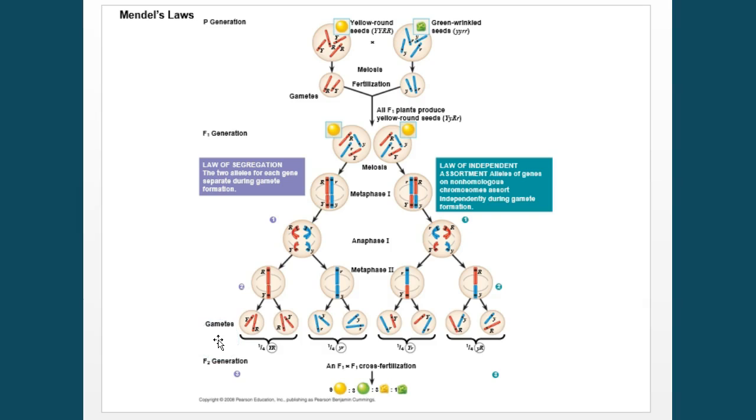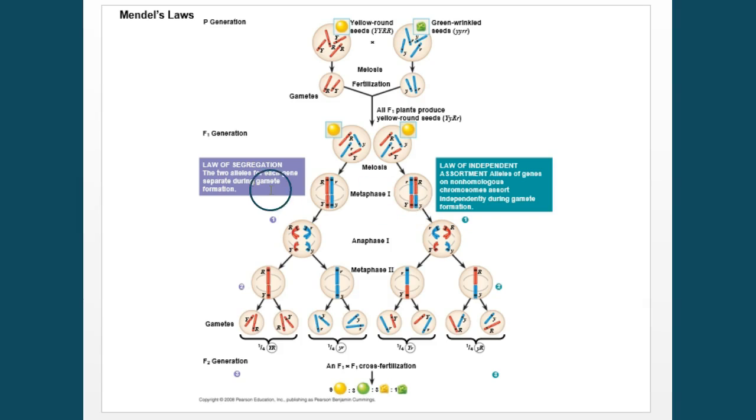What the law of independent assortment is showing us is that alleles of non-homologous chromosomes, these are non-homologous chromosomes, assort independently during gamete formation. Meaning, just because the seed is yellow does not mean it has to be round, and just because it's wrinkled does not mean it has to be green. They can assort independently of each other. They don't have to travel together. Okay?